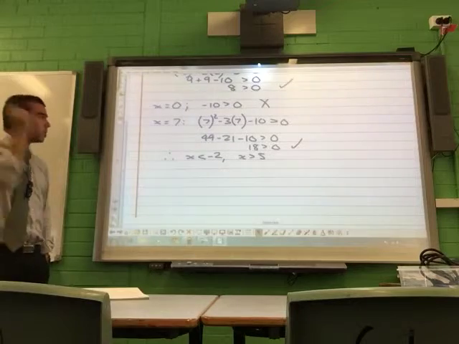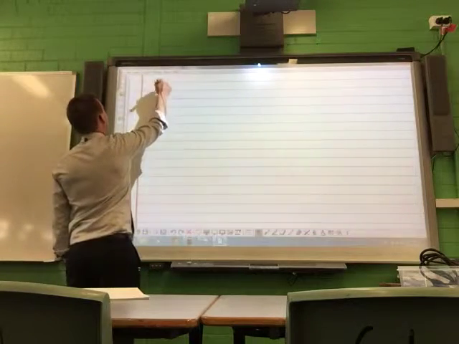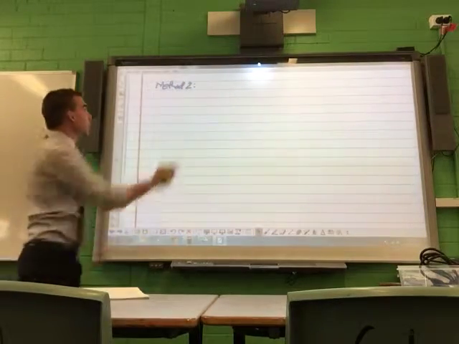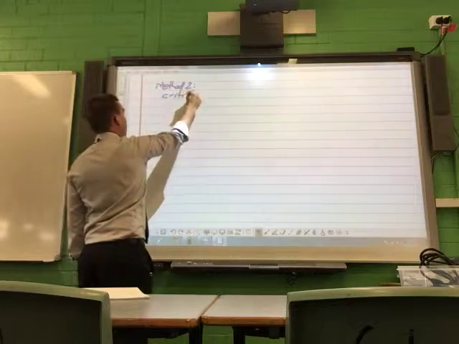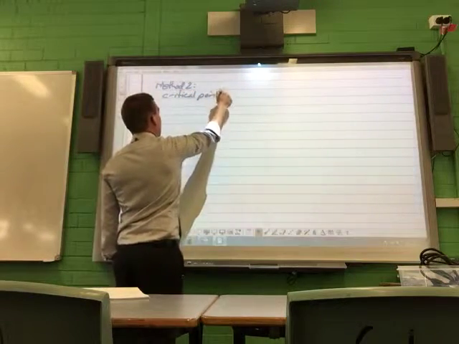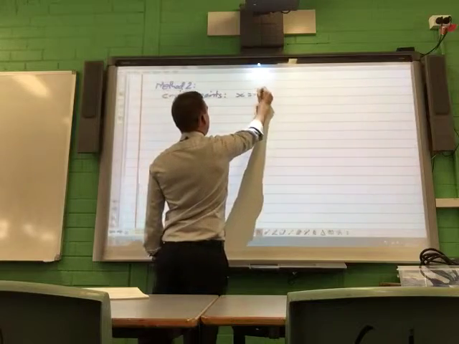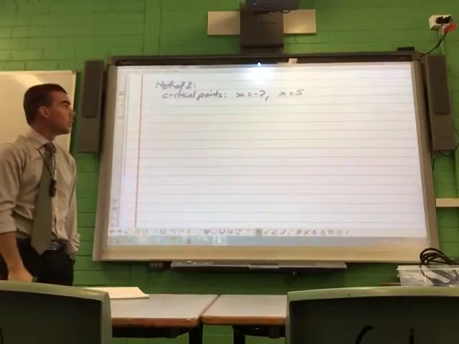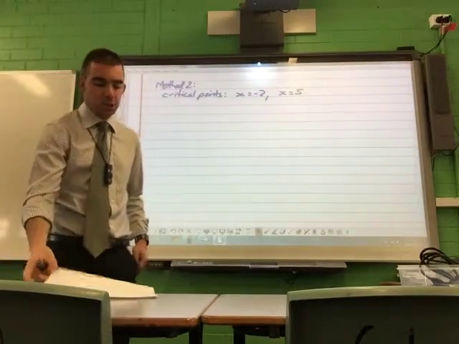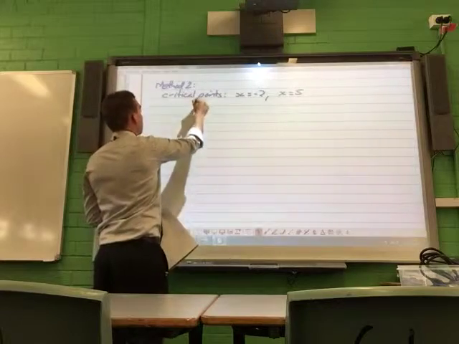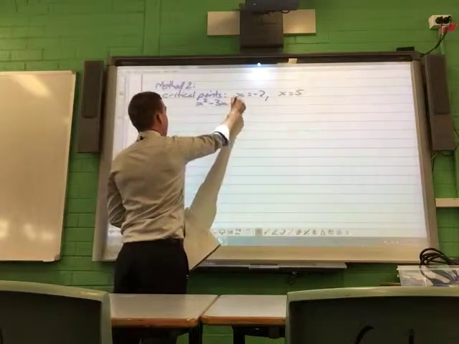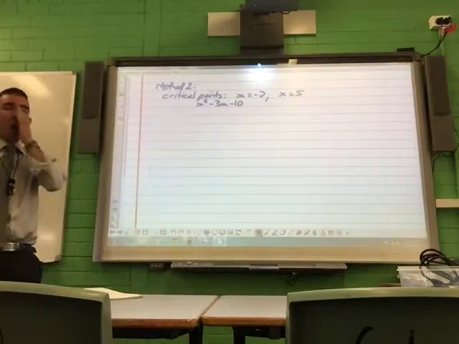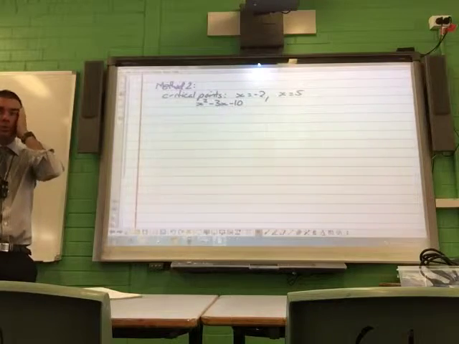Alright, so that's method 1, method 2. We can do the graph. So the critical points, remember, you've already got them. The critical points where x is -2 and x is 5. And the quadratic part of the equation was x squared take away 3x take away 10. That was the equation of our quadratic, which produces a parabola.